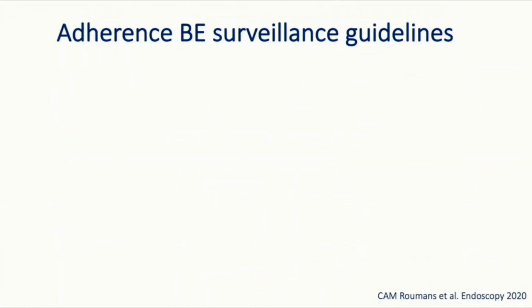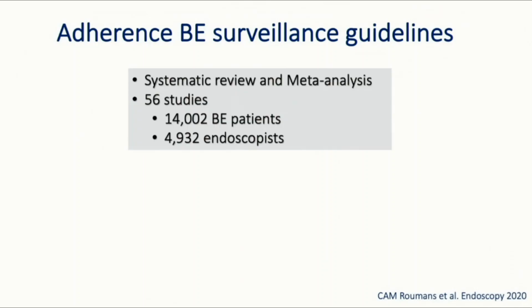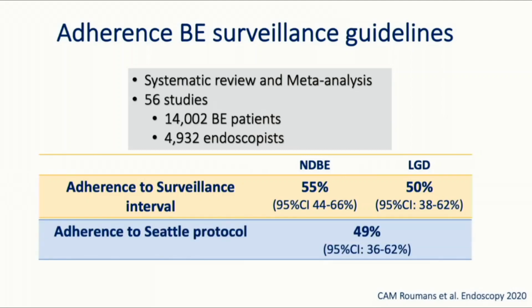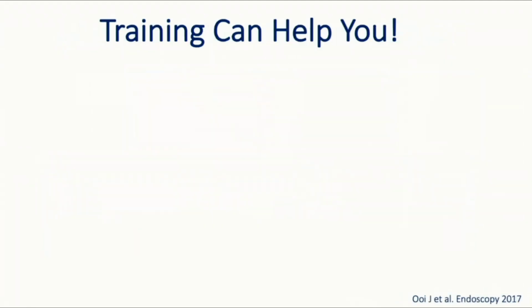Do we actually do this in clinical practice? And the answer is probably not. This is a meta-analysis of 14,000 patients with Barrett's and close to 5,000 endoscopists. If you look at adherence to the surveillance interval, only 50%. If you look at adherence to the Seattle protocol, again, only 50%. So what it means is that only half of us as endoscopists are actually following surveillance protocols in patients with Barrett's esophagus. So what can you do about it?